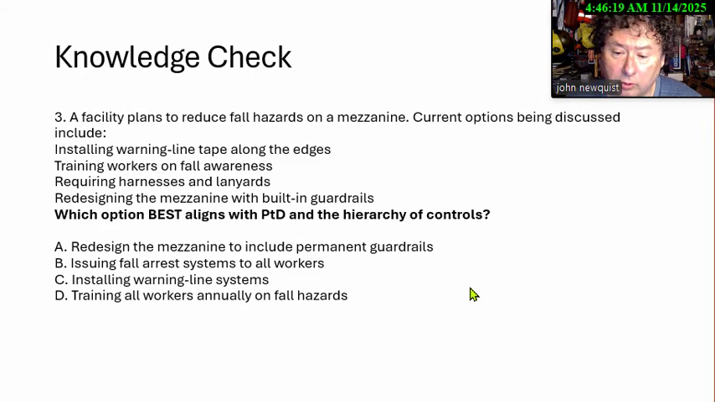A, redesign the mezzanine to include permanent guardrails. B, issue fall arrest systems to all workers. C, warning line systems. D, train all workers annually on fall hazards. And of course, engineering controls are the highest of the choices that we have, so permanent guardrails would be installed. And you're going to run into this quite a bit if you do a lot of audits at different companies, because they will talk about these other options, but if we can put it up there, let's do it. Spend the money once and then we're done.